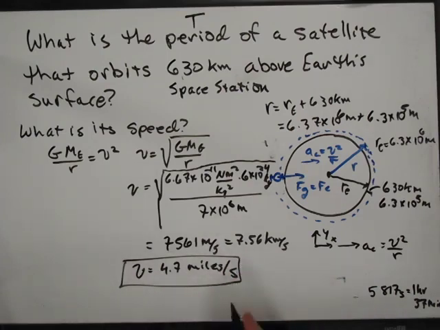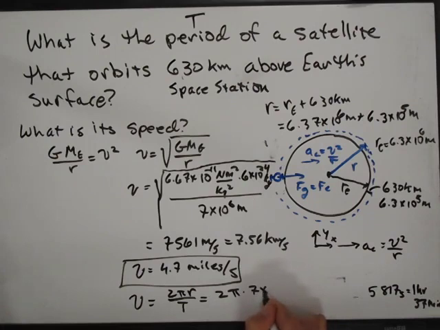You could also say, once you had the period, v equals 2 pi r divided by the period, which is 2 pi times 7 times 10 to the 6 meters divided by 5,817 seconds, which should give you essentially the same number.